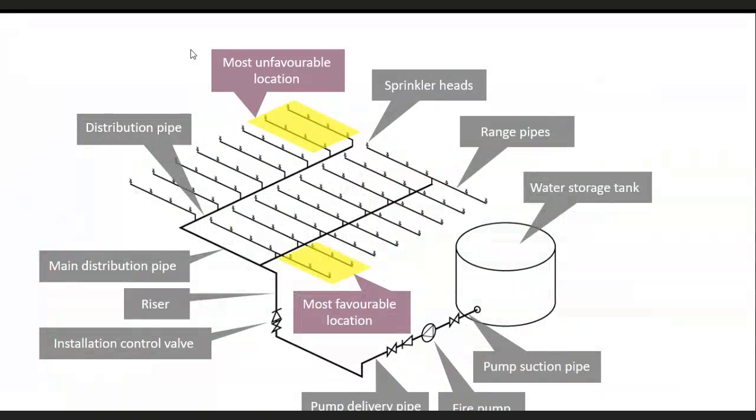So just a reminder that this is what we're interested in. This is what the pre-calculated nature is based upon: most unfavourable location, most favourable location. The most unfavourable location is the area that's furthest away from the fire pump. So what we're saying here is if the sprinklers in the furthest area have got sufficient pressure, then everywhere else should be good. We're looking at the worst case scenario, pressure at the sprinkler heads. As long as they're happy, all the others will be happy as well.